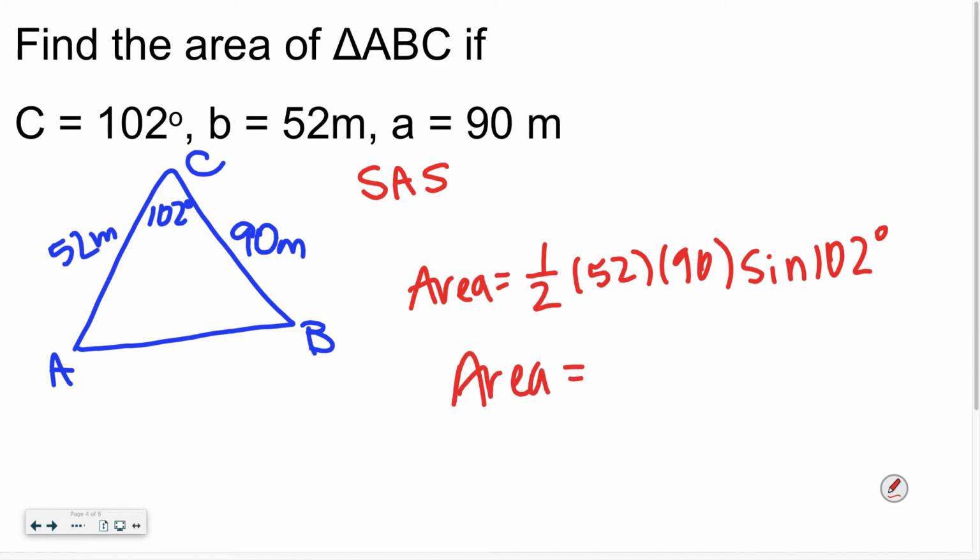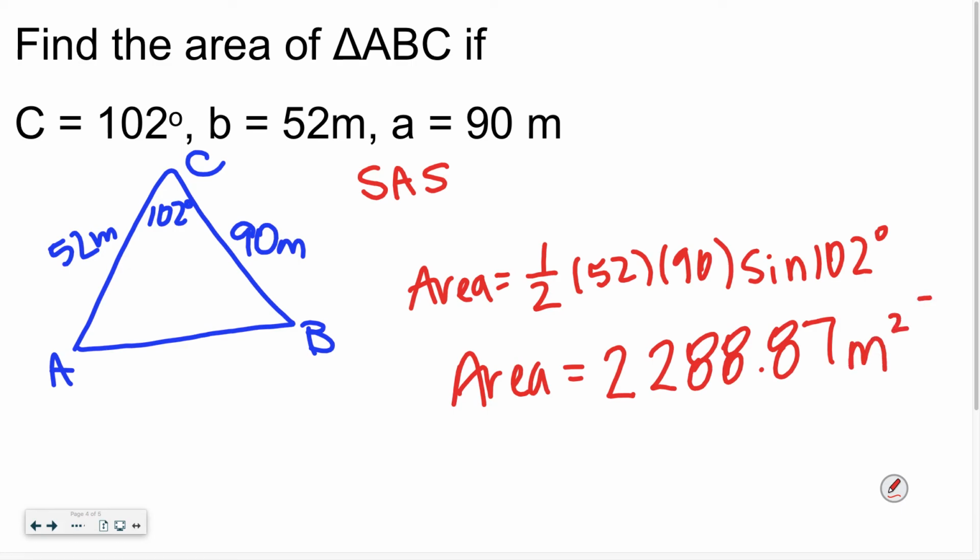All right, when you punch this into your calculator, what do you get? And what would our label be? Square meters. Very good.